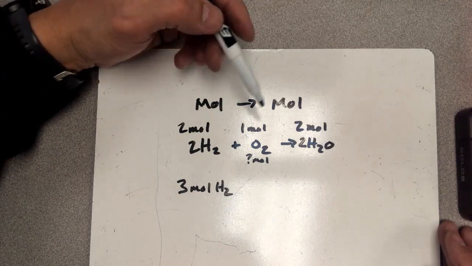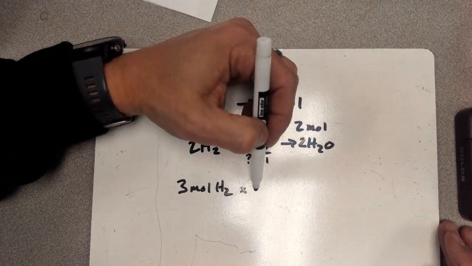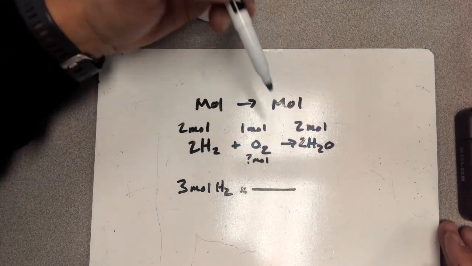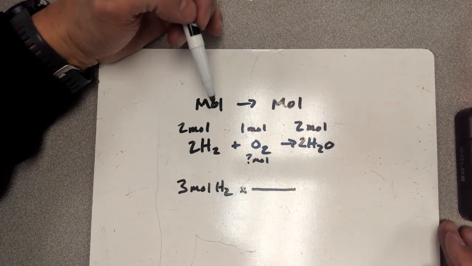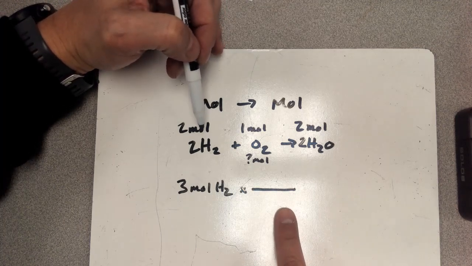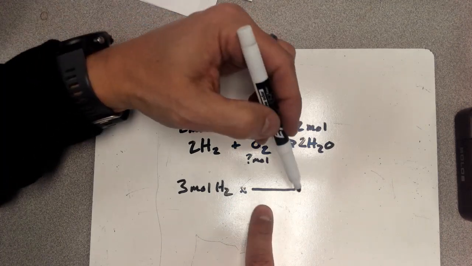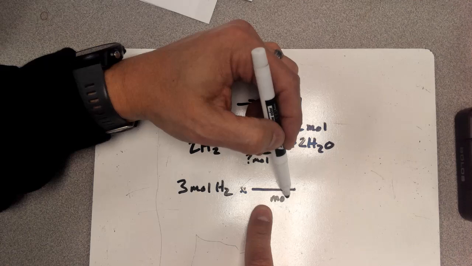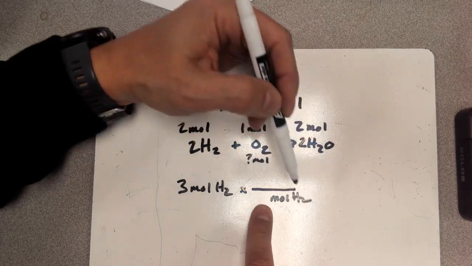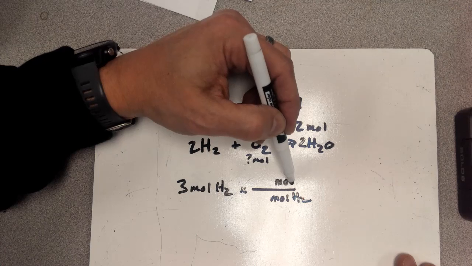Now, if you want to work out the math, which is what you're going to have to do eventually, what I'll do is I'll make something called a mole ratio. And the mole ratio just comes from the coefficients that I have in my equation. So whatever I want to get rid of goes on the bottom, and whatever I start with goes here. So I know that I'm starting with moles of hydrogen, and I want to figure out how many moles of oxygen I need. So I'll write this here.